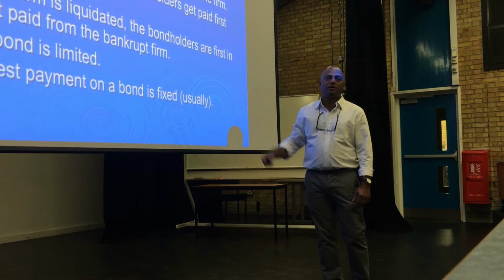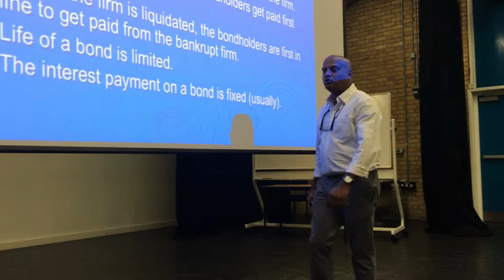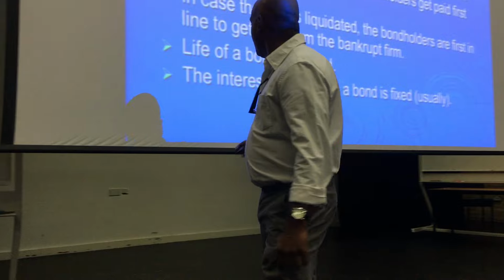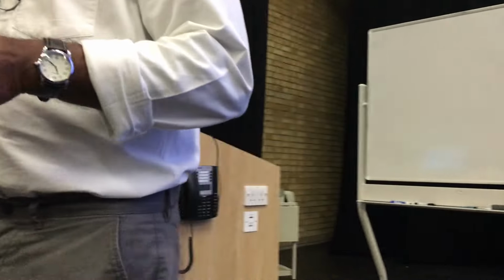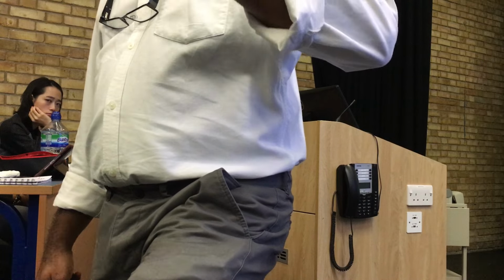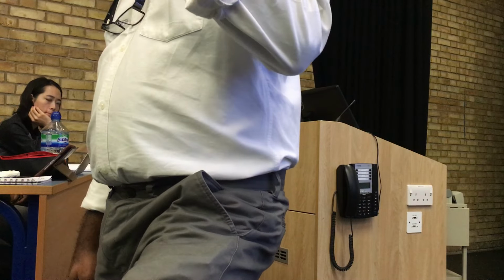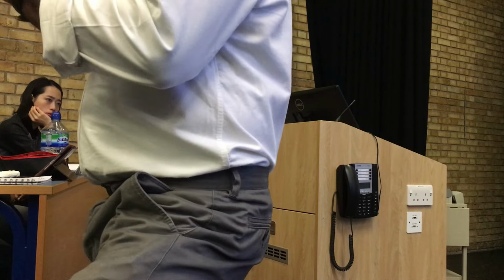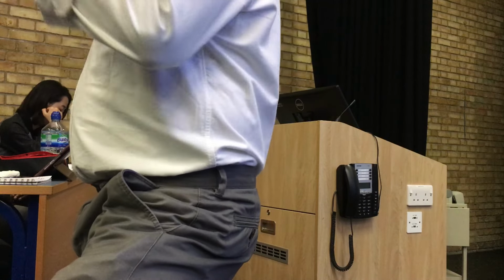Life of a bond is limited. We have done this before. A bond is a loan and has to come to an end. The interest payment on a bond is usually fixed, not always, usually fixed. In the simple bond the interest rate is fixed. Whatever the bond says, that's the interest. You don't change it. But sometimes you get some non-conventional bonds, which they call special bonds, where the interest rate is not fixed, it moves up and down.